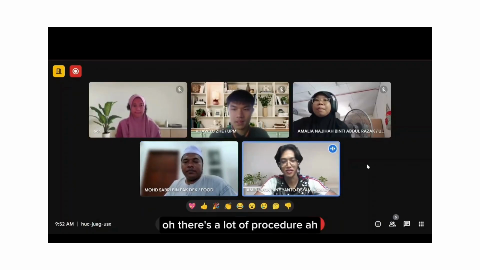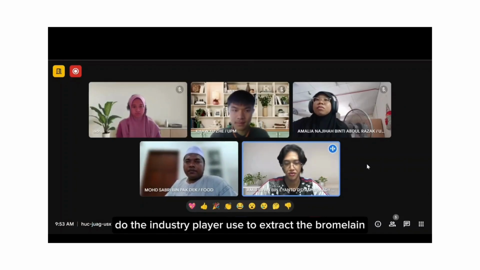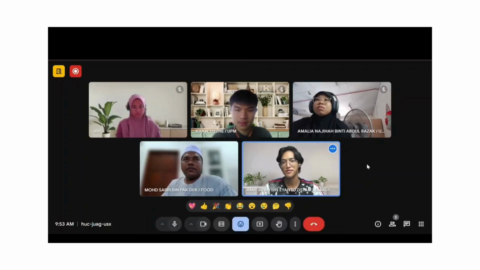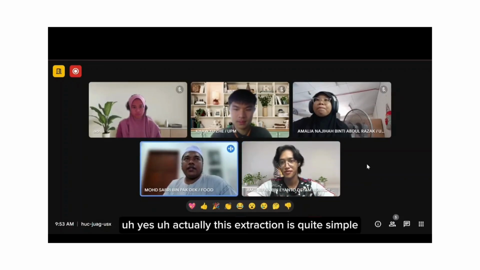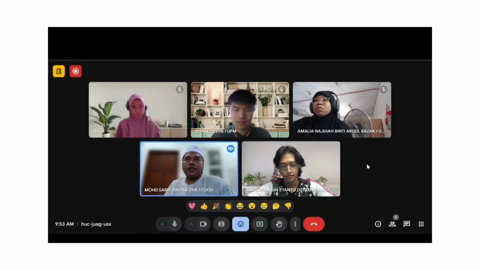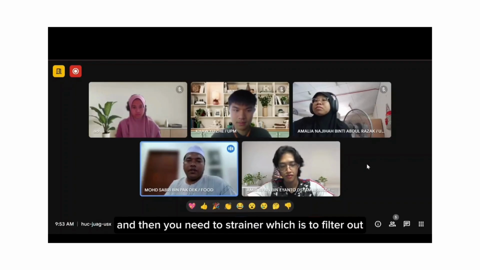Oh, there's a lot of procedure. What equipment do the industry players use to extract the bromelain, or could it be done at home? Yes, actually, this extraction is quite simple. You don't need sophisticated instruments. It's as simple as what you do in your kitchen. You need a blender to make small pieces, and then you need a container to extract it, and then you need a strainer to filter it out, right?